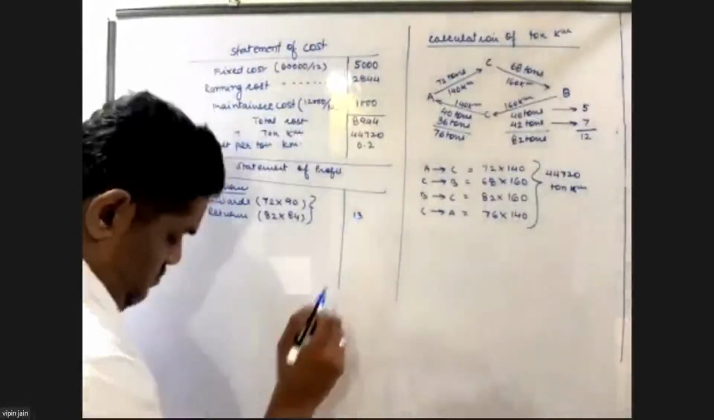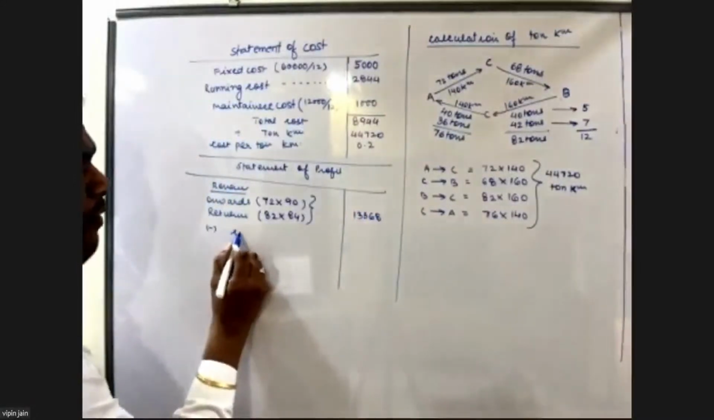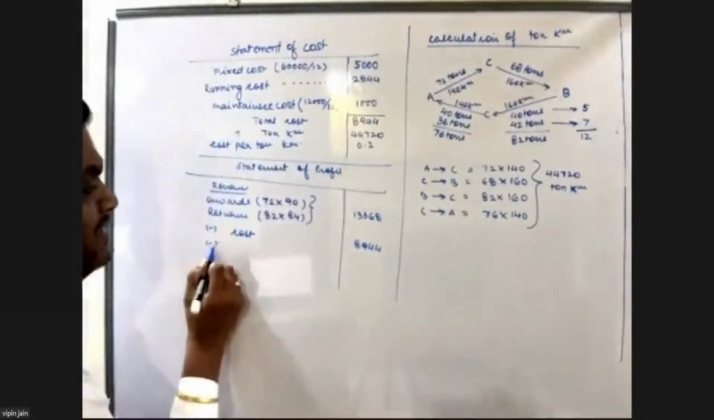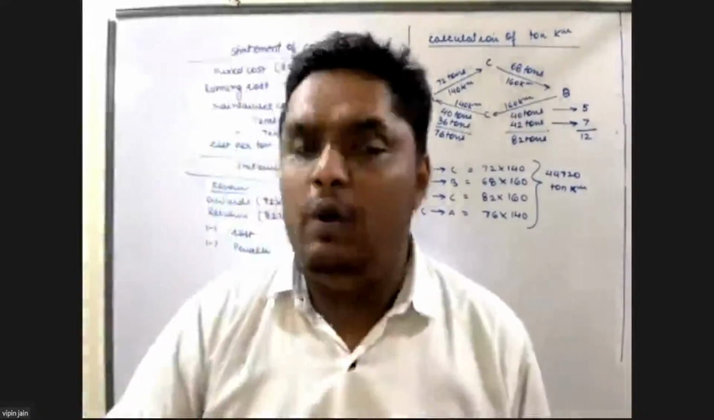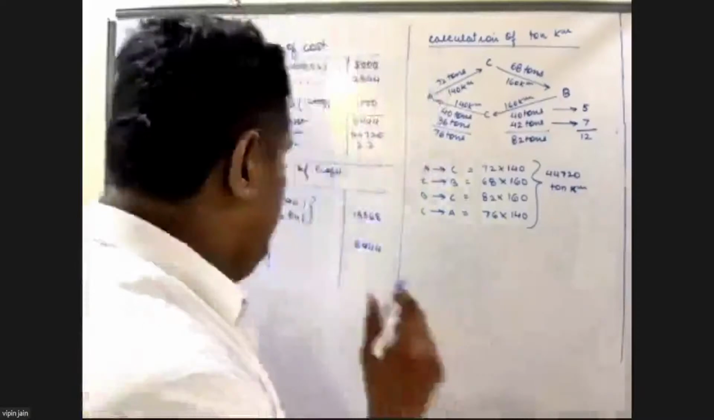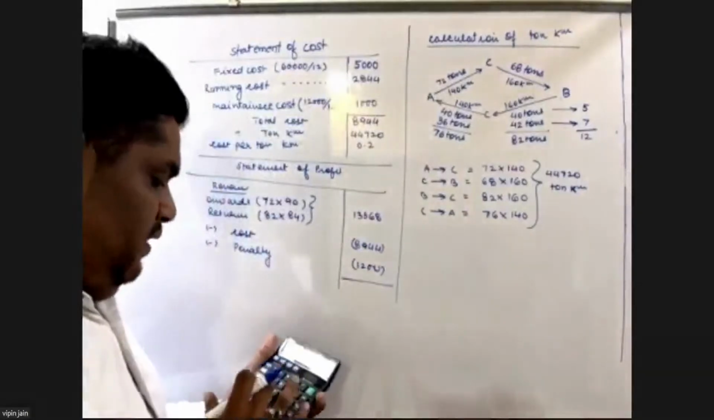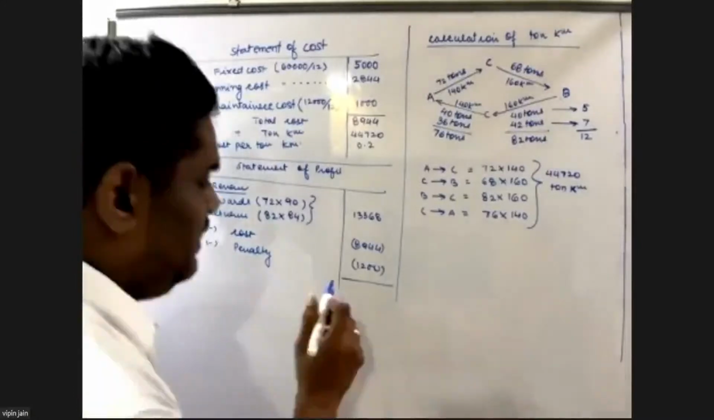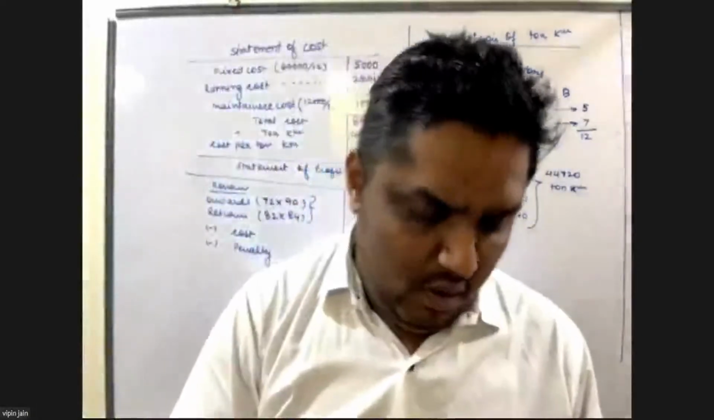So 13,368 is the total revenue minus the cost, that is 8,944, minus the penalty. Since it's a profit and loss statement, we will consider the normal cost also and the penalty paid, which is 1,200. So my profit will be 13,368 minus 8,944 minus 1,200. That is 3,224. So this is how this question will be solved.